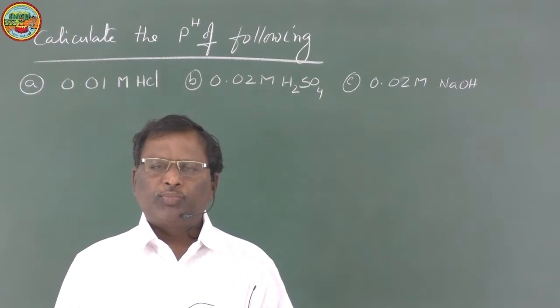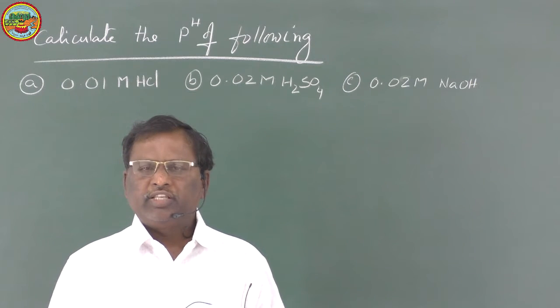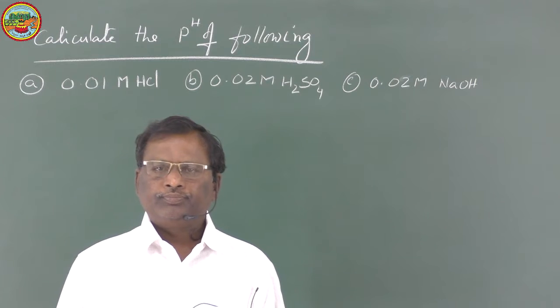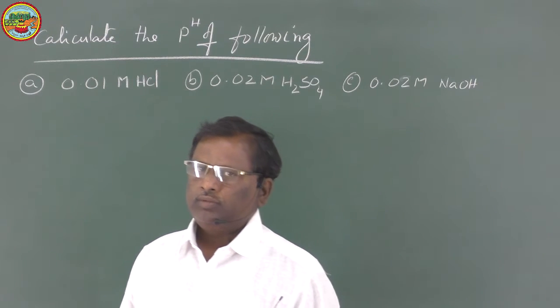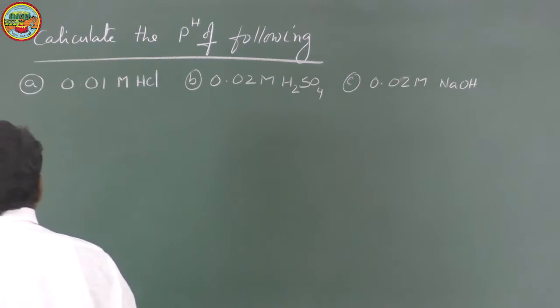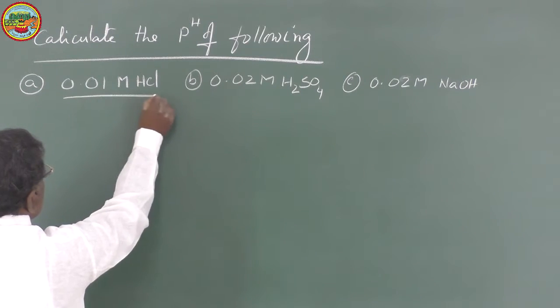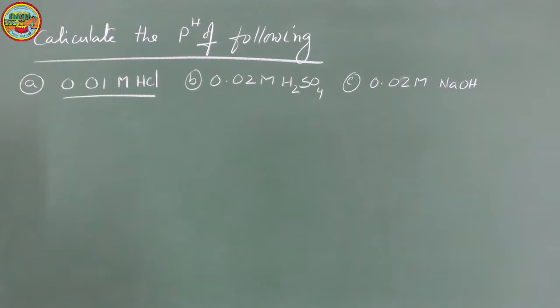Now let us observe some problems based on this pH scale. Let us do them one by one. Here, the first case is to calculate the pH of 0.01 mole HCl.